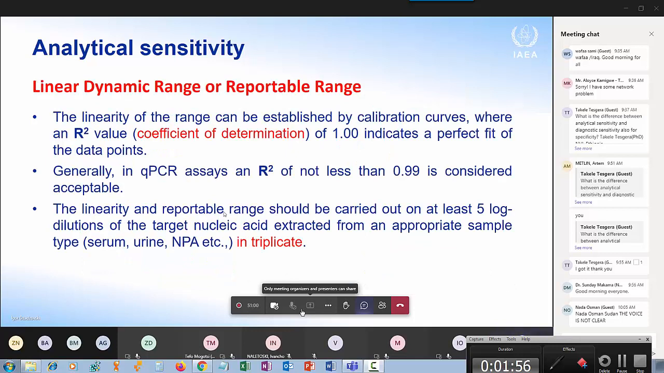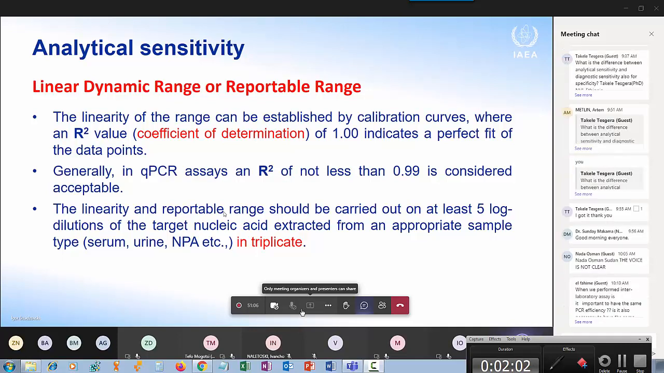So we talked about the PCR efficacy. The other parameter that we mentioned is the linear dynamic range of the reportable range, or R2. Briefly, without going too much into detail, the linearity of the range can be established by the calibration curve, or standard curve analysis, where an R2 value, or coefficient of determination, of 1 indicates a perfect fit to the data points.